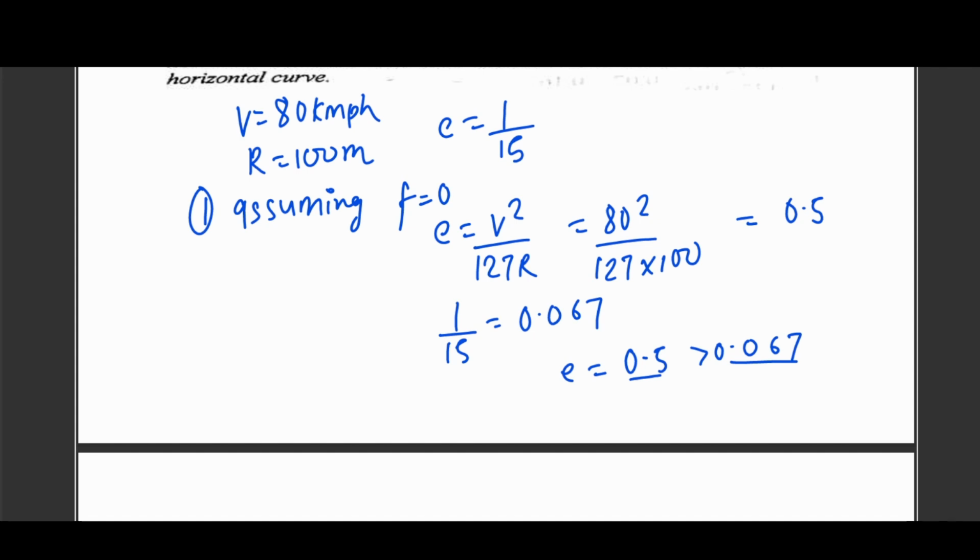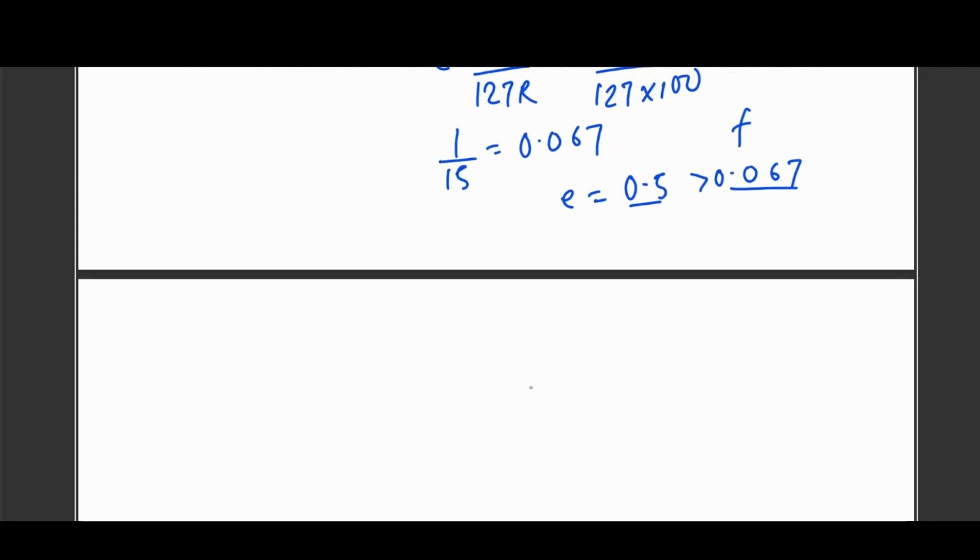So to counterbalance the centrifugal force, we need the coefficient of lateral friction, right? You can understand it well, because our super elevation is only 0.067. So we need the coefficient of lateral friction to counteract the centrifugal force. Now we assume that the coefficient of lateral friction is also there. So 0.067 is the super elevation, and we calculate the value of F from V square by 127 R, and we get 0.434.